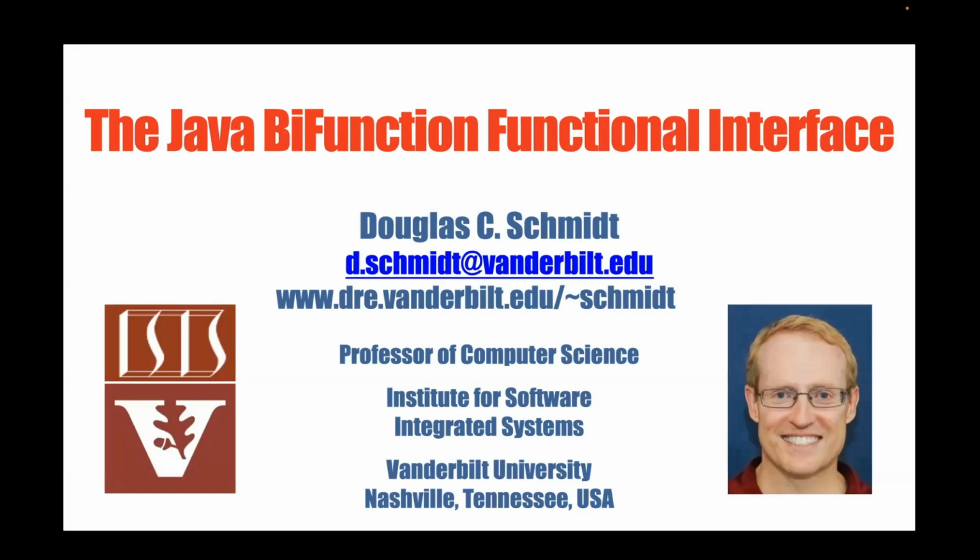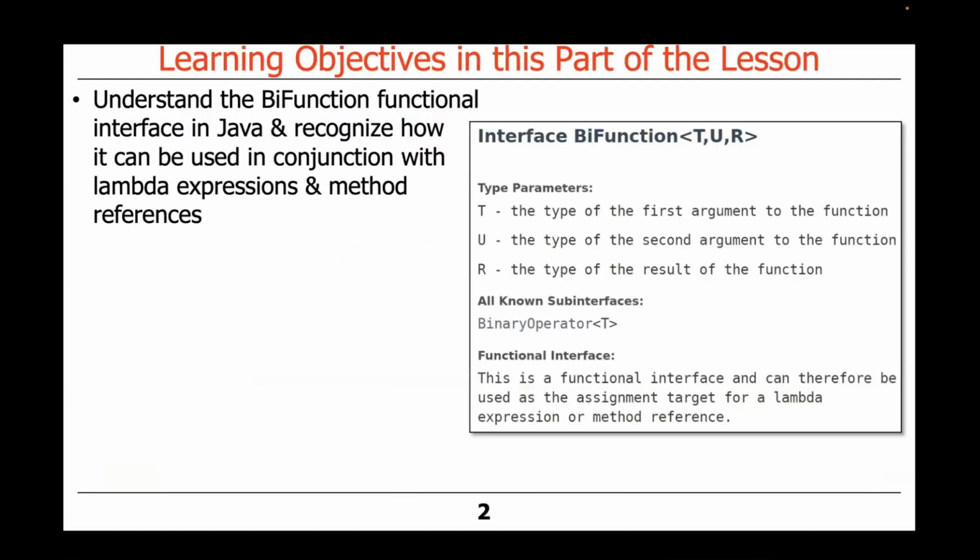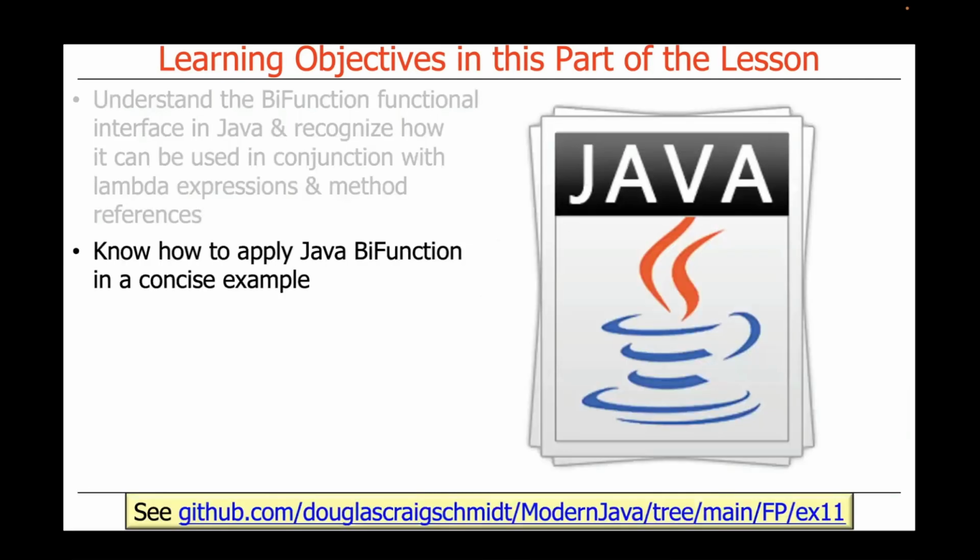So now that we've talked about the Java Function functional interface, let's turn our attention to its big brother, the BiFunction functional interface. And we'll talk about how the BiFunction functional interface works. It's really just a slight variation on the Function functional interface. And again, we'll show how it can be used in the context of lambda expressions and method references.